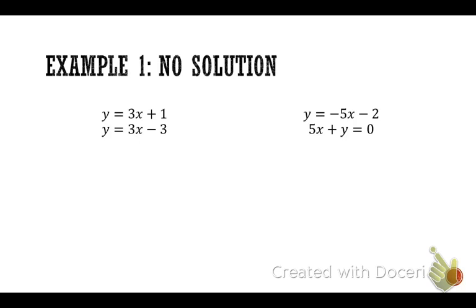Let's look at the first system: y equals 3x plus 1 and y equals 3x minus 3. If you tend to enjoy graphing, this would be a pretty ideal system to graph, wouldn't it? What indicates to me that this is a good one to graph?